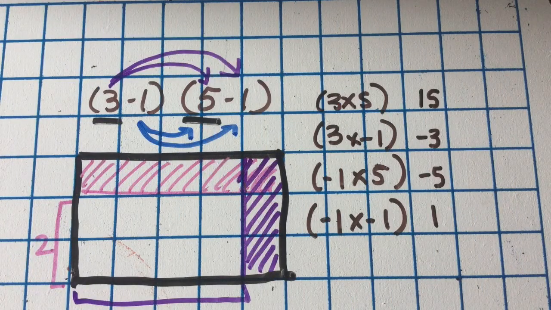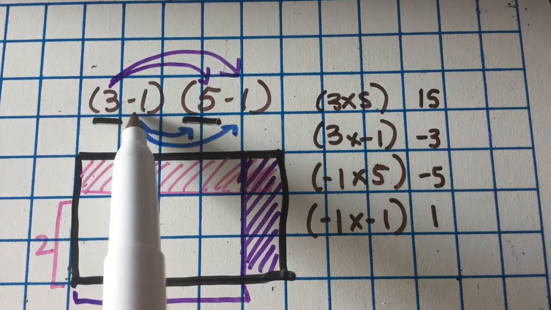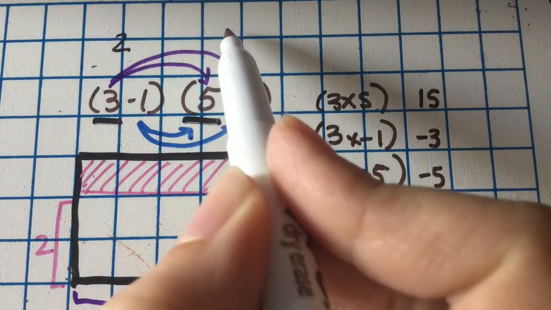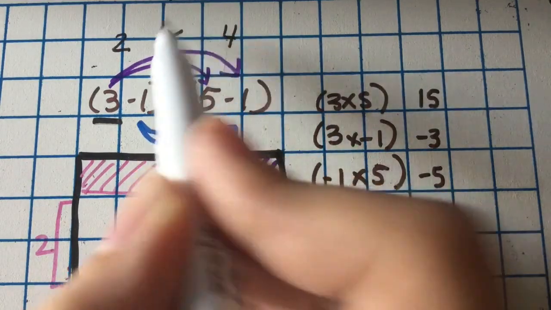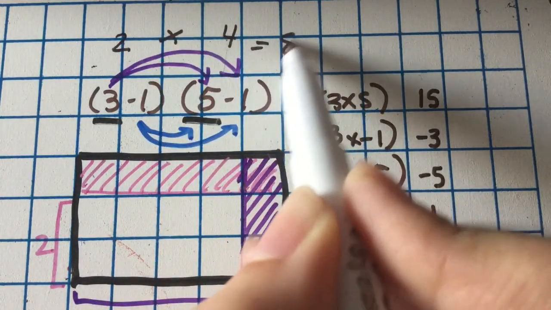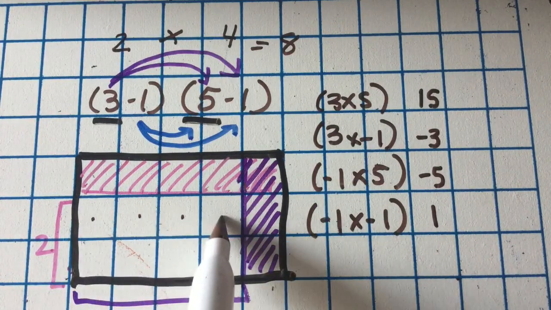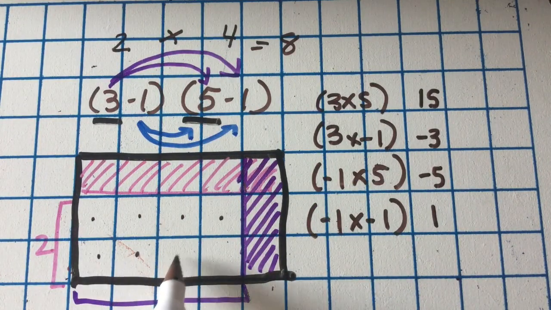If we were to solve this problem without using the distributive property, we would do 3 minus 1, which is 2, times 5 minus 1, which is 4. That gets us 8. You can see that is the case because we have 8 rectangles down here. 8 units in our rectangle.